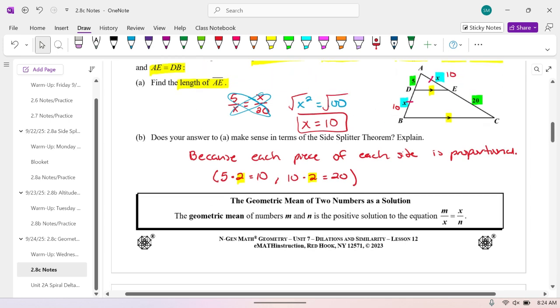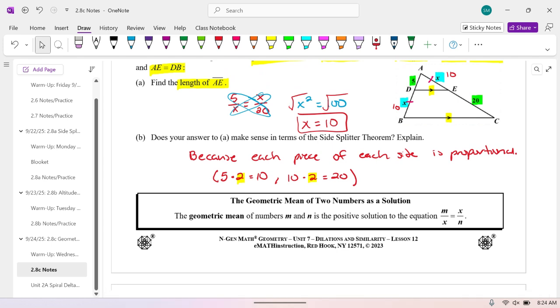Now, if we look here, what did we essentially do with that side splitter theorem with this particular one? Did we do a geometric mean technically here? Yeah. We technically multiplied two numbers together. And because this was x squared, when we multiplied that together, we had to take the square root. So this was technically also a geometric mean because we multiplied two numbers together, took the square root.